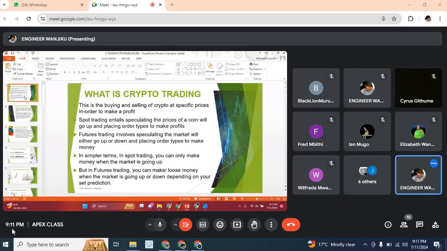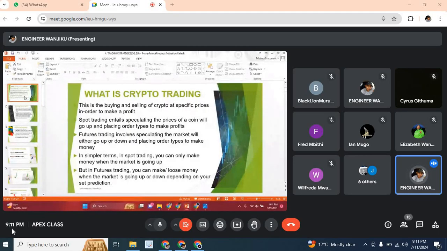So, for example, I predict today in the morning that BTC is going to go up. So I set my buy position. If BTC goes up, then I'll make my money. The inverse is the same.